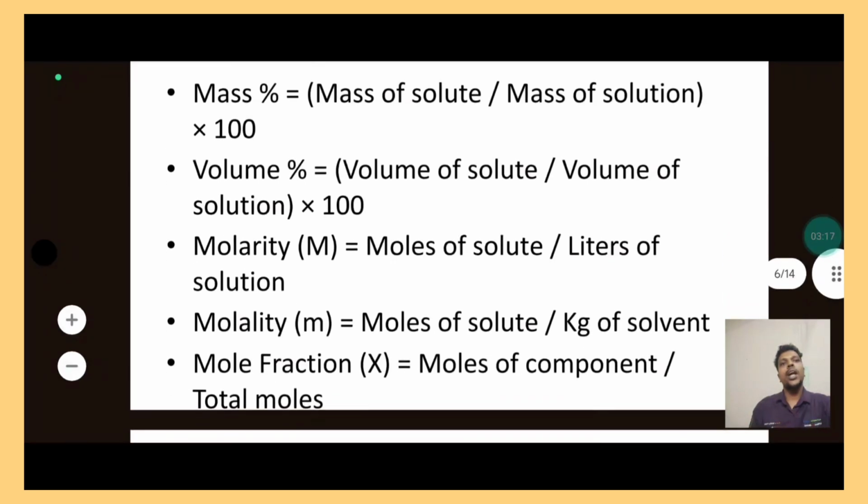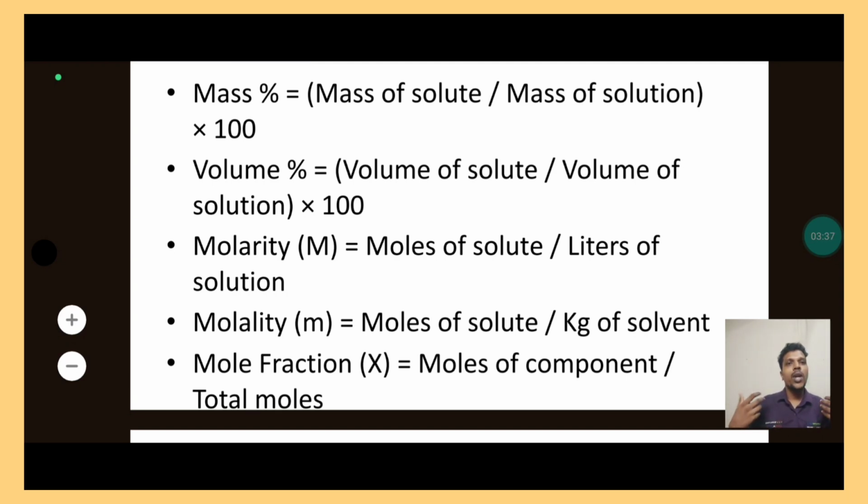Next one is molarity. Molarity is moles of solute. We need to find the number of moles of solute dissolved in a liter of solution. You write the number of moles of solute on top and the volume of solution in liters at the bottom, and you will get the molarity of the solution or molarity of the solute.